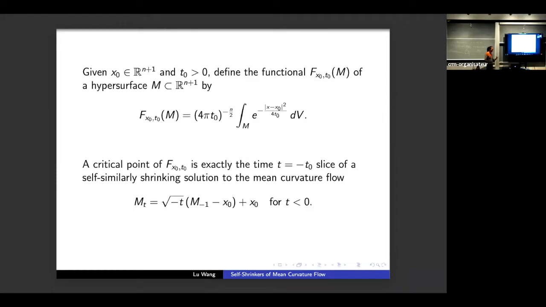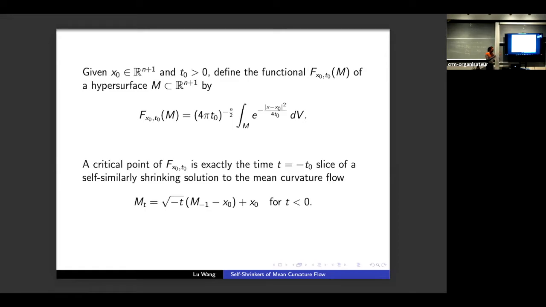So why would we like to have this? A priori, if I have a flow, you don't know where and when you're going to have a singularity. Then you need to do this blow-up analysis where it becomes singular. But a priori, how do you know when and where you're going to become singular? So then you naturally would allow this x0 and t0, the various scales and centers, to vary. However, if I'm fixing this x0 and t0, then this quantity may not actually be monotone along the flow.